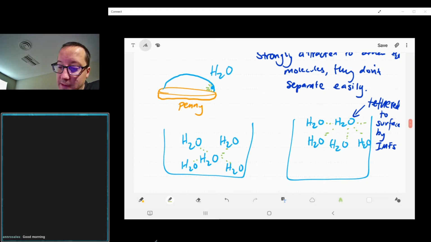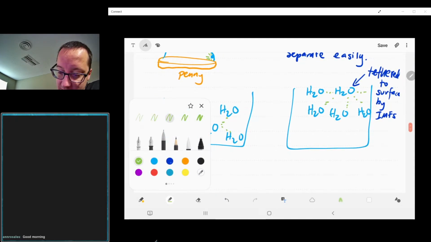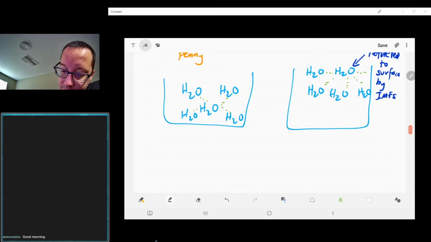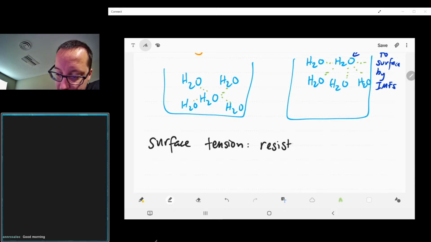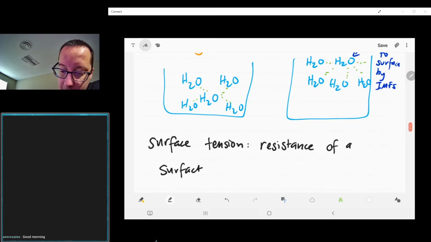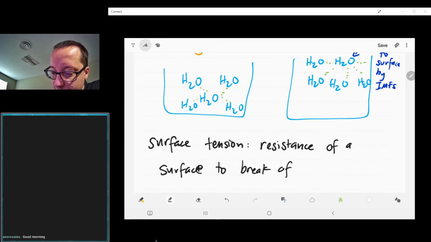And so really what surface tension means is kind of the resistance of a surface to break off.